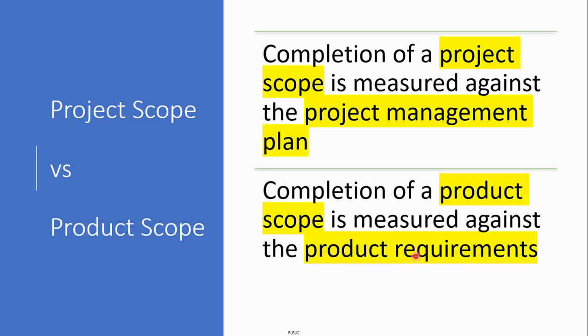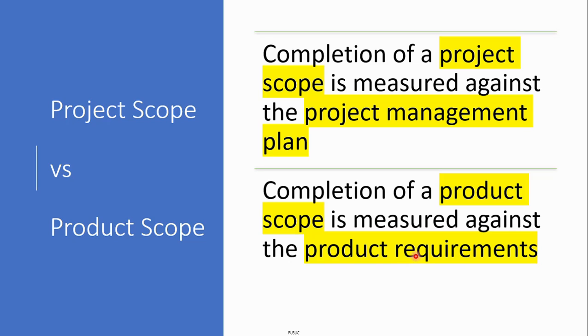Again, when it comes to the project scope, its completion is measured against the project management plan. The success of a project is measured against the project management plan. Whether you are over on the project scope, over on the project budget, or over on the project schedule, the completion of the project is measured against the project management plan, either the scope baseline, the cost baseline or the time baseline.